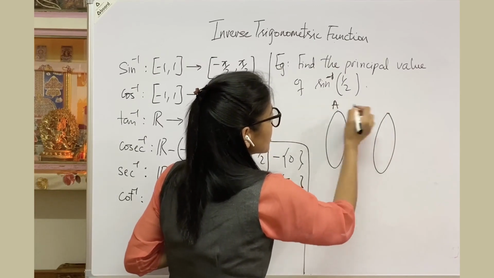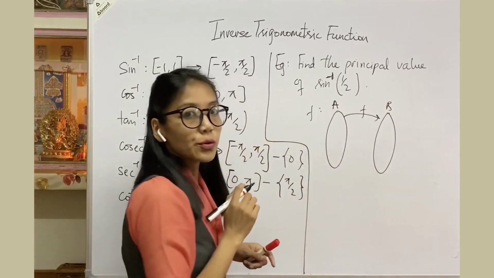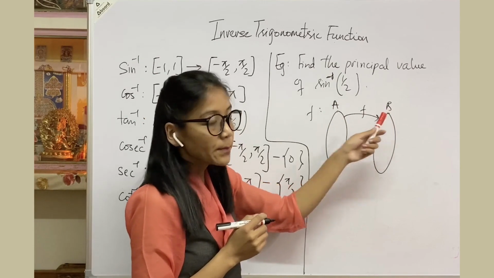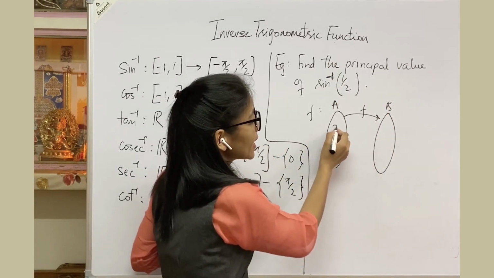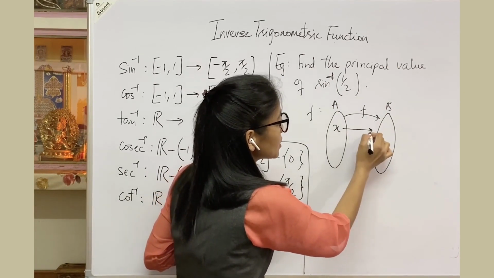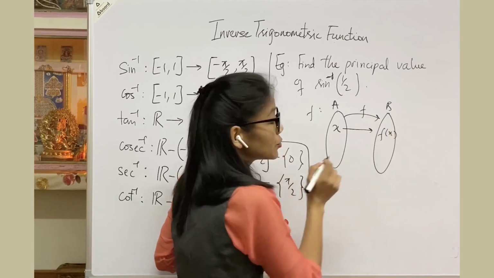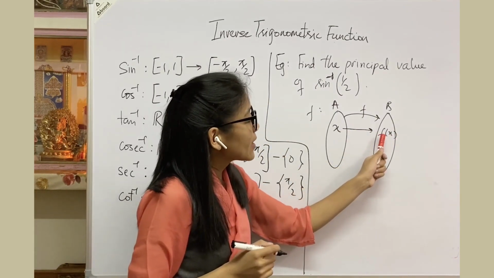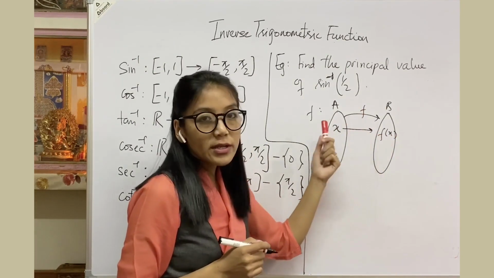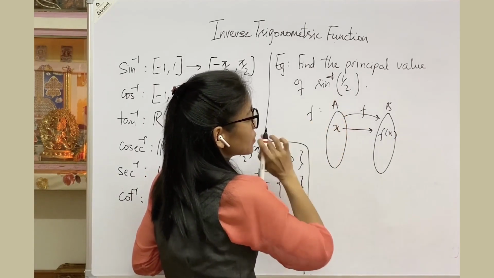Let me take a function f which is from set A to B. If I take any element in set A, I get an image here in set B, which we denote by, under function f, so we write f of x. You remember? When we write f of x, it means it is the image of x under function f. So now here my function is sine inverse.